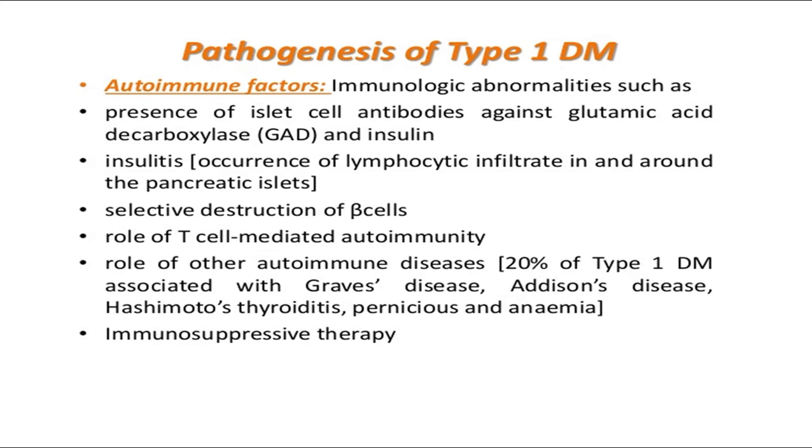Insulitis, a lymphocytic infiltrate in and around the pancreatic islet cells, is a feature of type 1 diabetes mellitus, and there is a selective destruction of the beta cells of the pancreas. Plus there is a role of T cell mediated autoimmunity and other autoimmune diseases; 20% of type 1 diabetes mellitus is associated with Graves disease, Addison's disease, Hashimoto's thyroiditis and pernicious anemia.